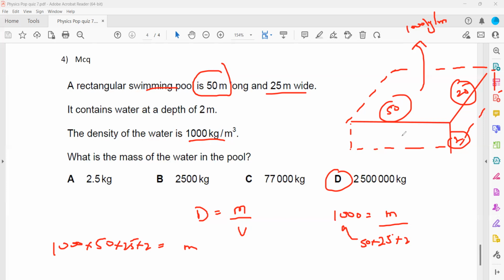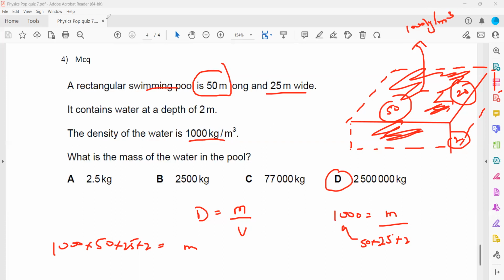Because the volume of the swimming pool is equal to the volume of the liquid inside. What is the volume of the swimming pool? The same amount of liquid will be there inside. And we have the density of water, which is 1000. So we multiply density with volume, and we get the mass of the liquid inside. Is it clear?